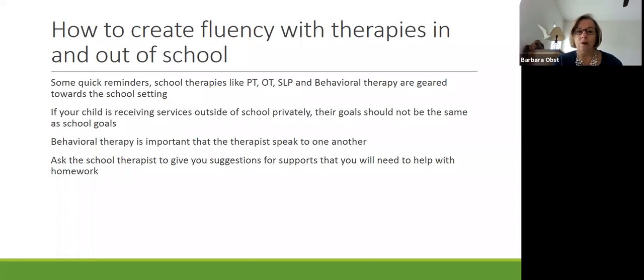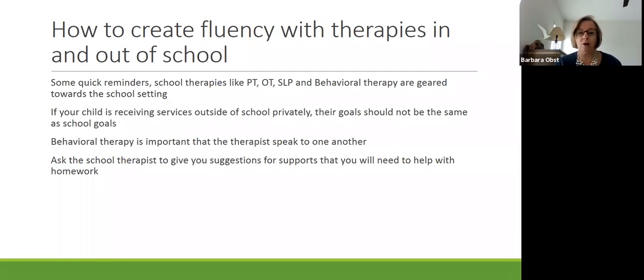If your child is working with a behavioral therapist on the outside, as well as a behavioral therapist at school, it is important that they are speaking to one another, because it is really, really difficult for children to work on two sets of goals. We want the wording to be the same and for them to understand it is the same, because if not, the child is going to feel overwhelmed in either your home setting or the school setting. So again, having that communication between therapists really does help.